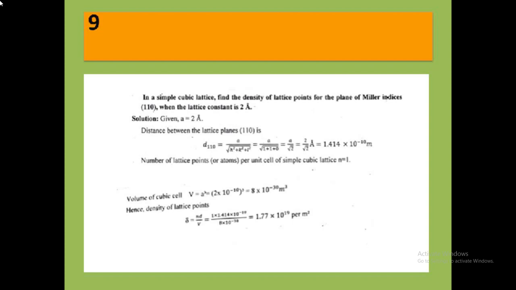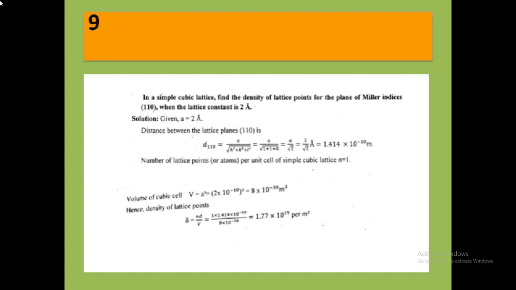For that, we first need the distance between the lattice points: d110 is equal to a upon under root h square plus k square plus l square, which is equal to a upon under root 1 plus 1 plus 0. A upon root 2 is equal to 2 upon root 2 angstrom, which is equal to 1.414 into 10 to the power minus 10 meters.